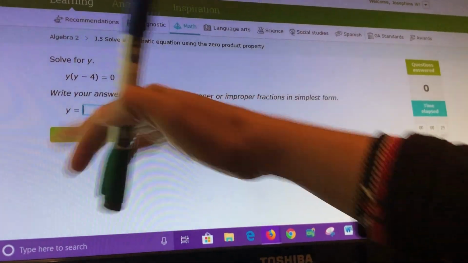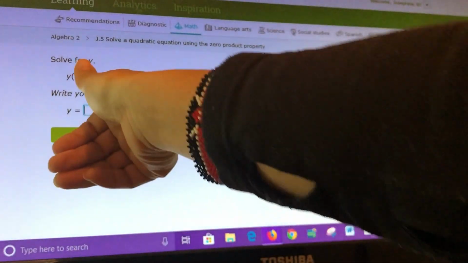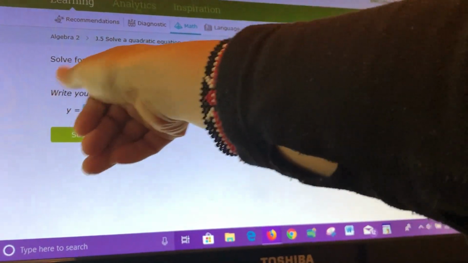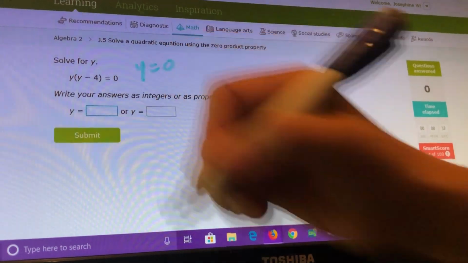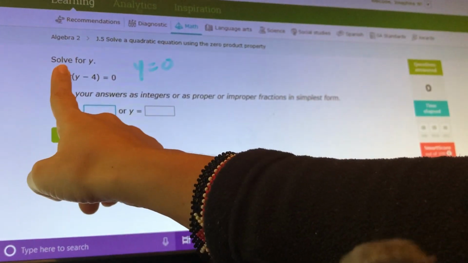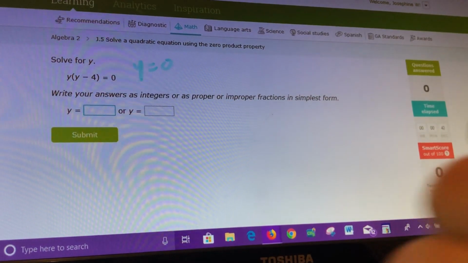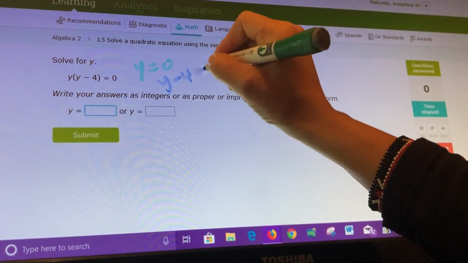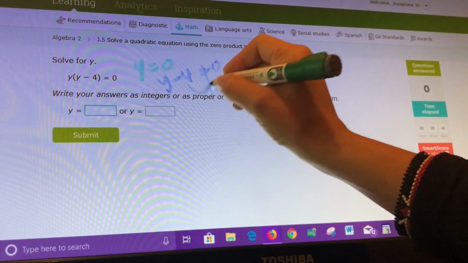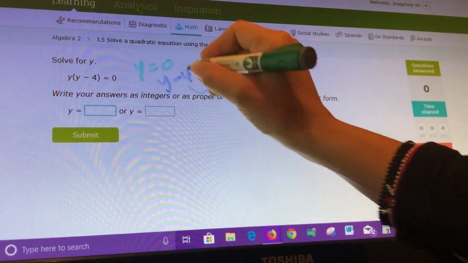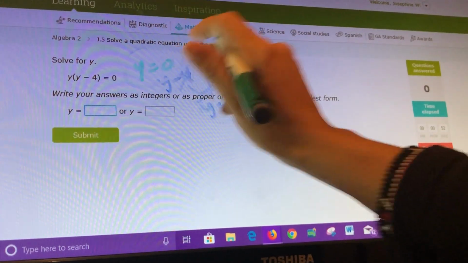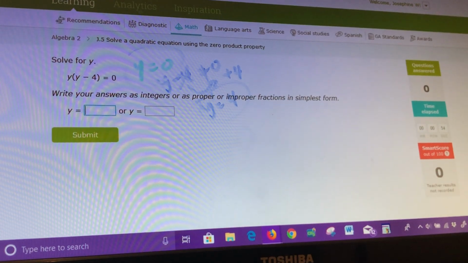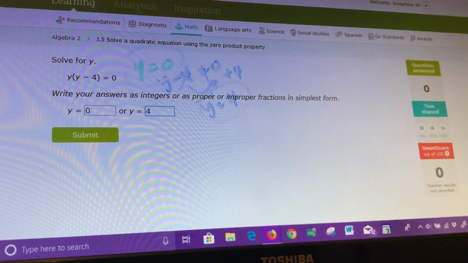Doesn't matter. So in order to solve it using the zero property, you set each of those things to zero. So you're going to set this to zero. So you're going to have y equals 0. Then you're going to set the next one to 0. So you're going to have y minus 4 equals 0. Then what do I do? I'm going to take that to the other side and add what? 4. So y equals 4. So your two answers are either 0 or 4. So 0 or 4. And that's what the zero property is.